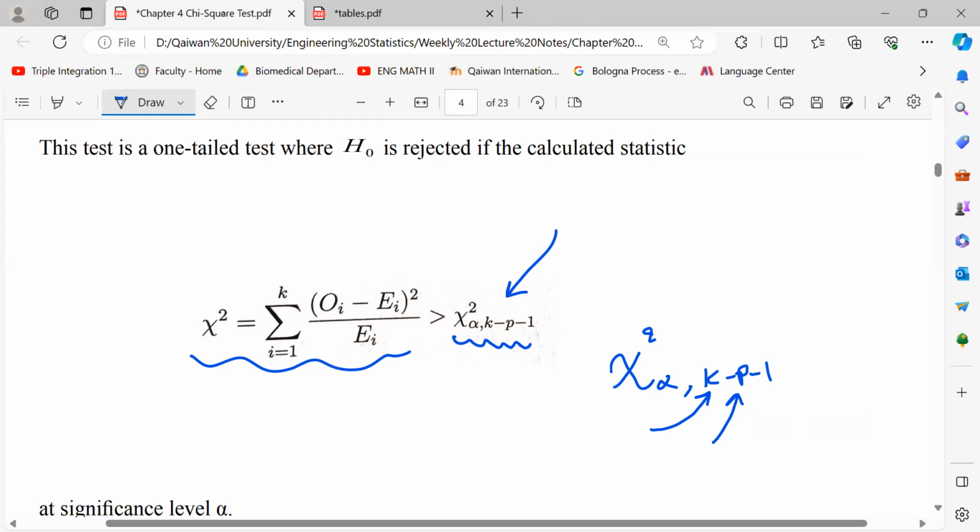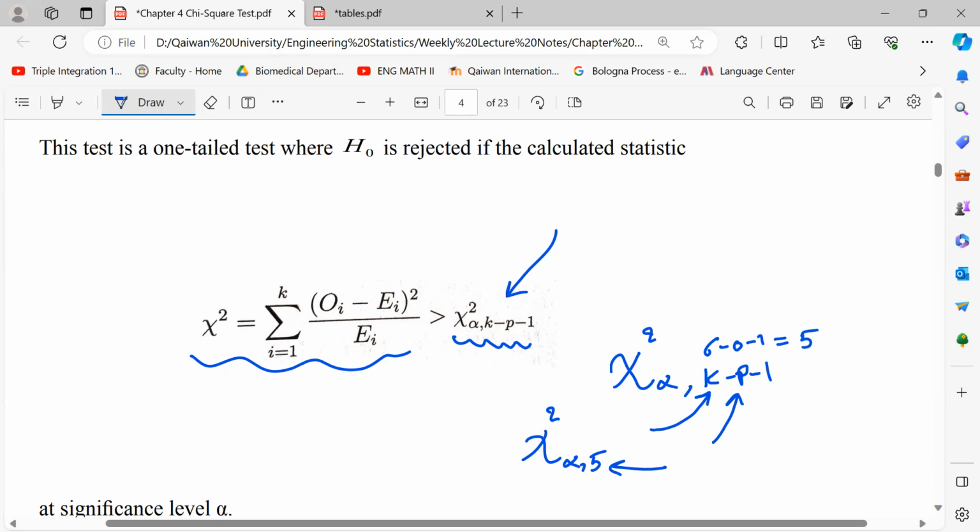For this example, K is 6. There is nothing which is unknown, so P is 0. Then minus 1, it is 5. That means we need to find chi-square of alpha and 5. Alpha must be given, and we also have 5. This is called the degree of freedom.